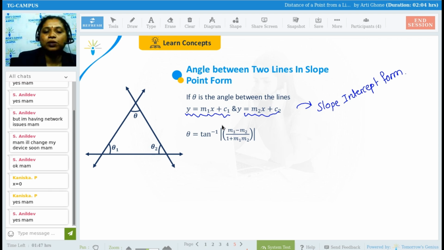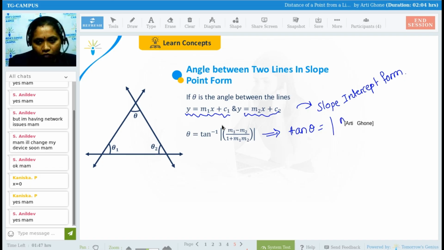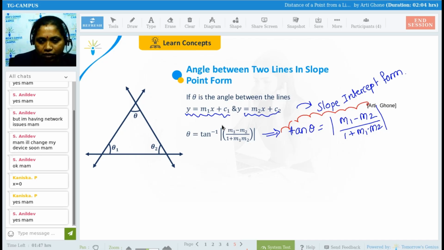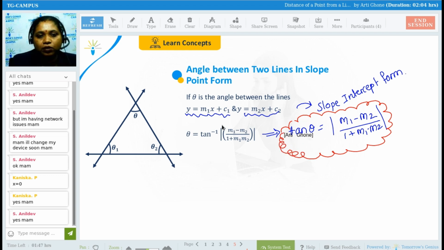If you are not able to understand this formula in terms of inverse, just correct it in your notebook. Tan theta is equal to, write down this one, this one is quite easy: mod of m1 minus m2 upon 1 plus m1 into m2. Tan theta is equal to the modulus of whatever answer comes, m1 minus m2 upon 1 plus m1 m2. Clear?